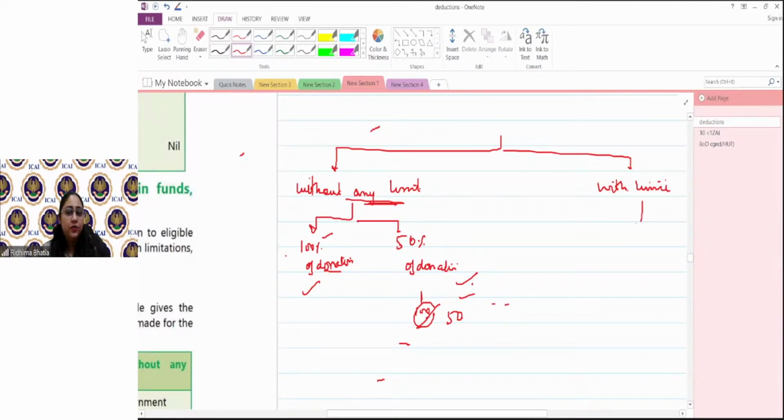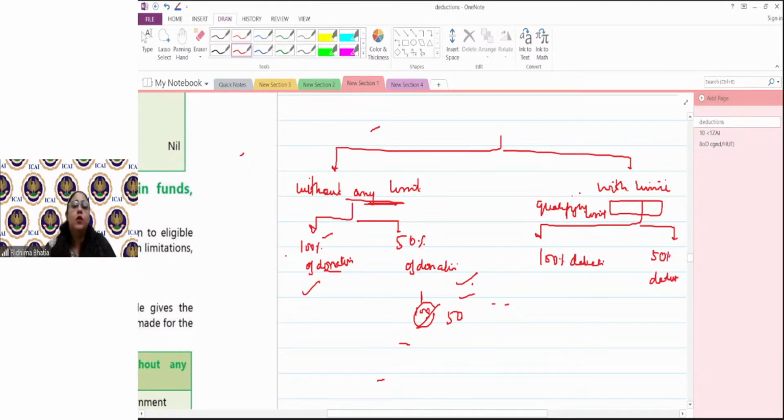Then what is this limit wala category, ma'am? So isme first of all you will calculate the limit, which we call as qualifying limit. After that, to the extent of only the qualifying limit, you will claim 100% deduction or 50% deduction. So first you have to calculate your qualifying limit. Now from the qualifying limit, you will first consume the element which is of my third category, which you can claim up to 100%.